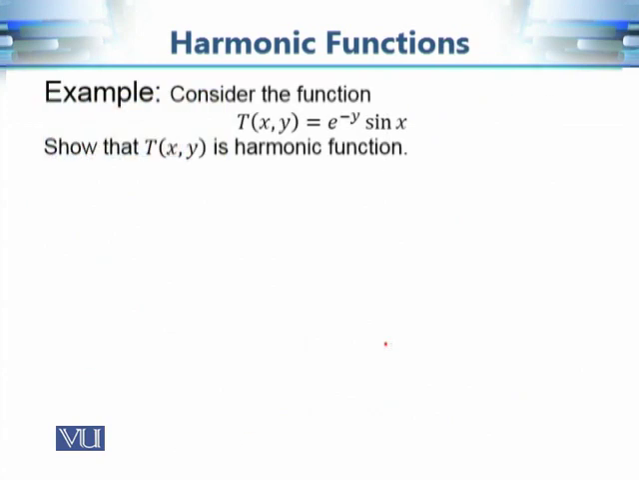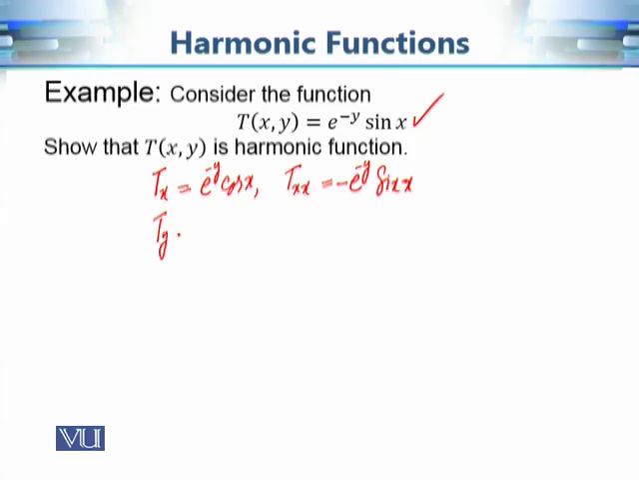Now, let's consider some function and check whether this is harmonic or not. The given function is e raised to power minus y sine x, and we want to check whether this function is harmonic or not. So, what do we need to check? The first condition is that their first and second partial derivatives must be continuous, and the second condition is that they must satisfy the Laplace equation. So, we need to find what is tx. In this case, tx is e raised to power minus y cosine x, and what is txx? Once again, we take the partial derivative of this tx with respect to x, so e raised to power minus y and then sine x, but with a negative sign now.